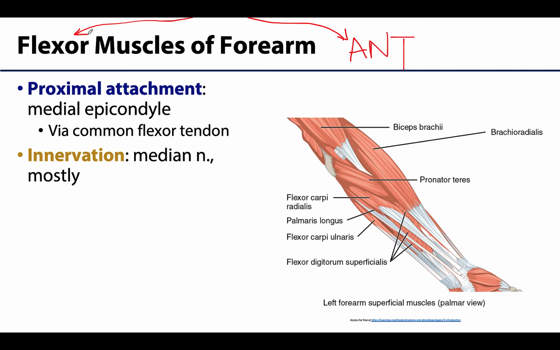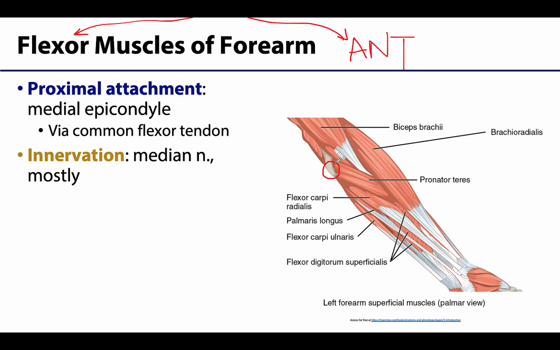Most of these muscles, not all of them, but most of these muscles, particularly the superficial parts of the flexor muscles of the forearm, are going to have a proximal attachment on the medial epicondyle. And recall that the medial epicondyle is that medial projection right around the elbow region that you can actually palpate. Most of the superficial muscles of the forearm, as well as parts of the deeper muscles, have an attachment here.